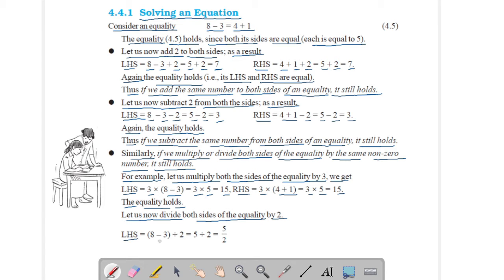Let us now divide both sides of the equality by 2. The left hand side equals 8 minus 3 divided by 2. 8 minus 3 is 5 divided by 2. This can be written as 5 upon 2.